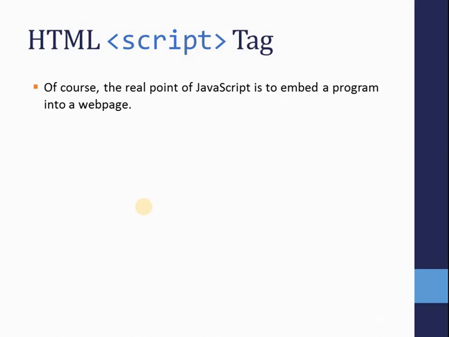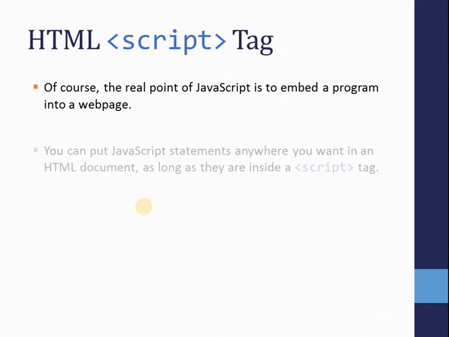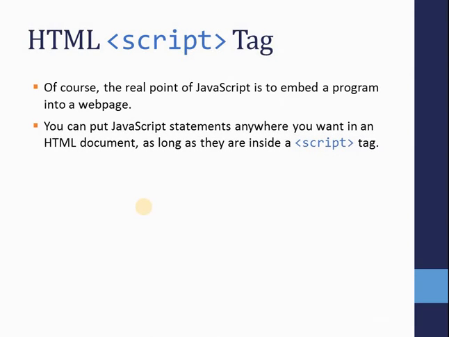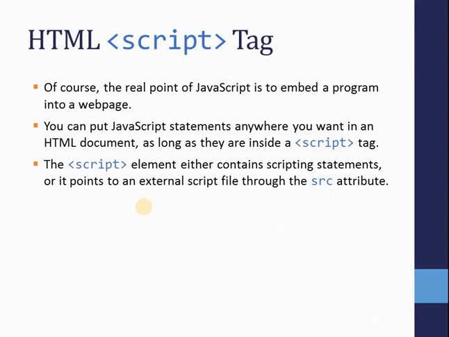Of course, the real point of JavaScript is to embed a program into a web page. So how can you embed your JavaScript code into your HTML? Whenever you want to embed your JavaScript code, you just need to write a script tag anywhere you want in the HTML document. There will be no problem at all as long as your JavaScript code is inside the script tag. So the point is that you must use the script tag to include your JavaScript.